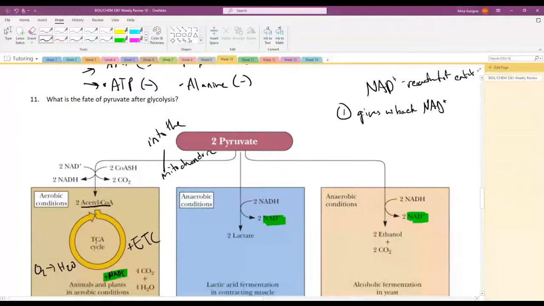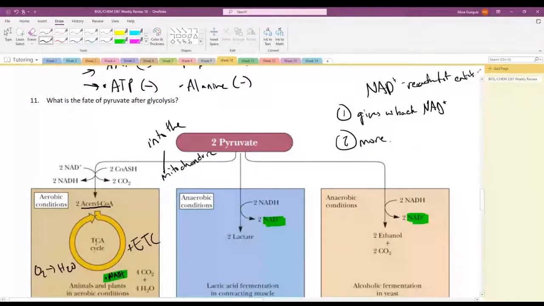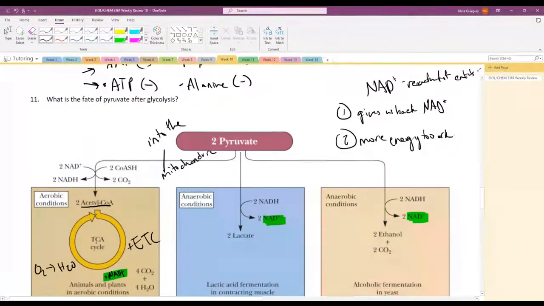NAD+, okay? In all three of these, we're regenerating NAD+, right? Second, it gives us more energy to work with, right? That's the big goals of this, I guess, brown beige colored box. This first gives us back NAD+ so that we can do more glycolysis, and second gives us more energy to work with to do whatever we need to do with, right?